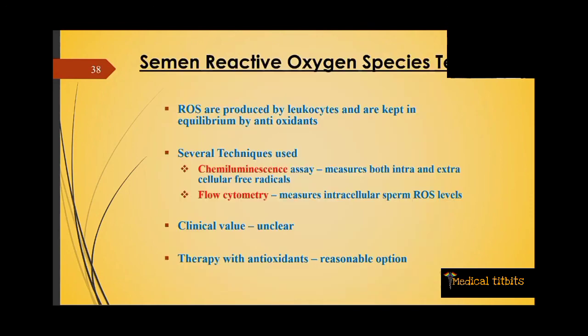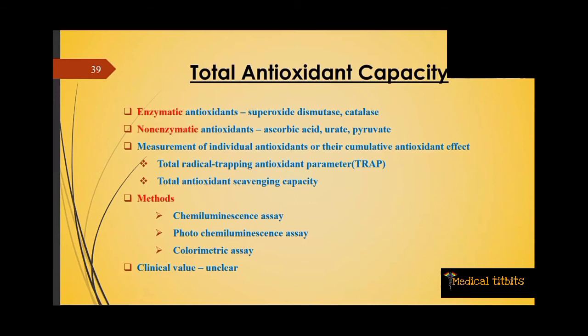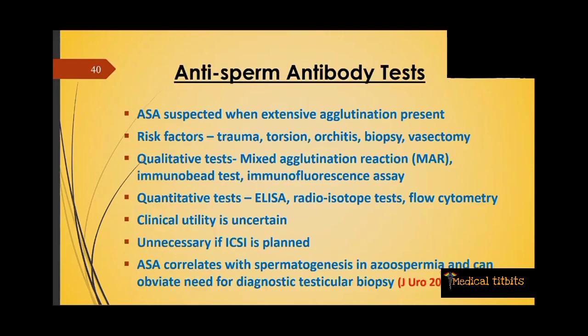So coming to the semen reactive oxygen species test, several techniques like chemiluminescence and flow cytometry are used, but their clinical value is unclear, and treatment with antioxidants seems to be a very reasonable option. The total antioxidant capacity is another one of the tests. Its measurement is also done using TRAP, total radical trapping antioxidant parameter, or total antioxidant scavenging capacity. The methods used being chemiluminescence, photochemiluminescence, and colorimetric assay, but their clinical value is still unclear.